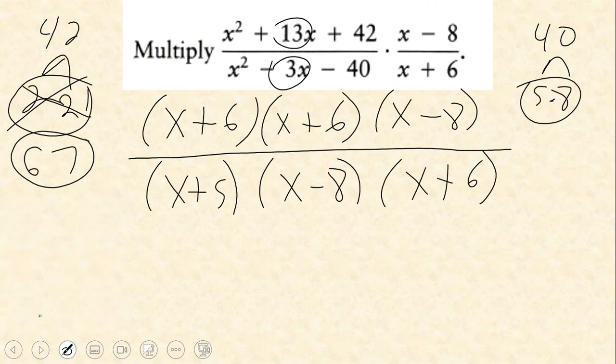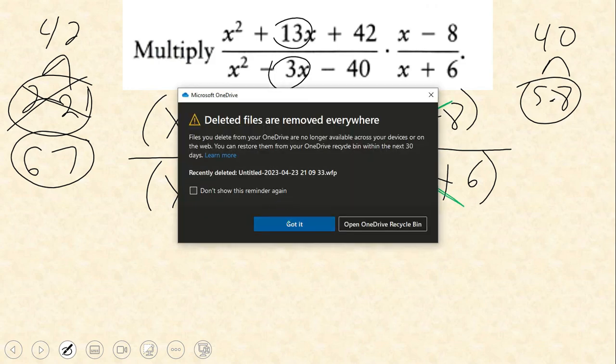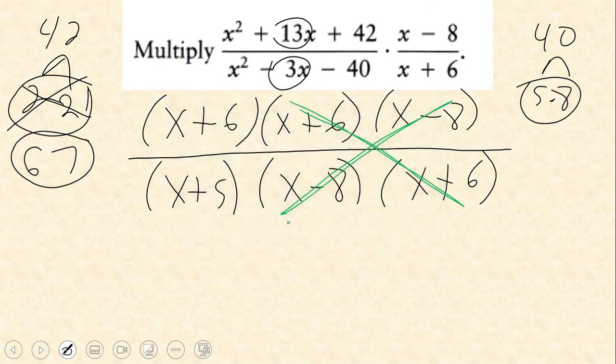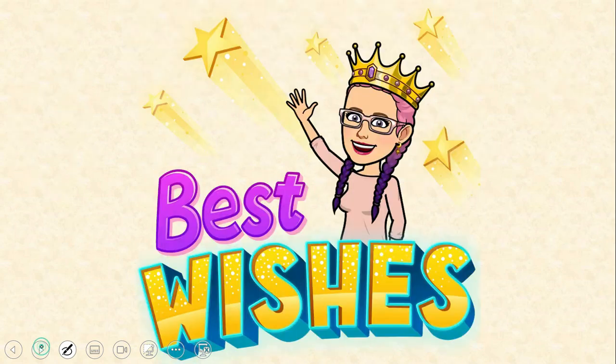Okay, so now we're going to cross out, or simplify in other words. These cross out. And so now we're left with x plus 6 over x plus 5. And this is our final answer.